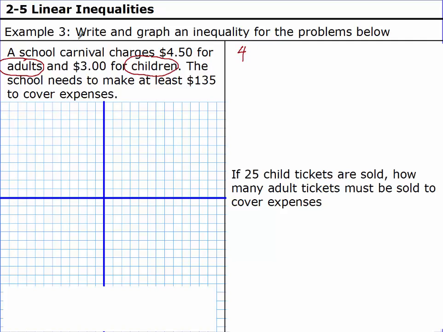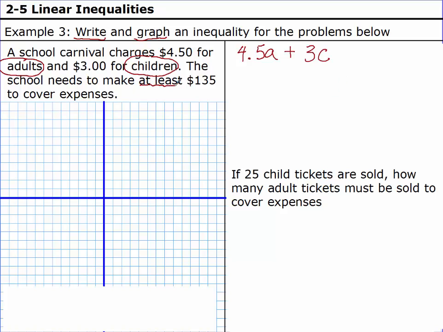So the equation, notice up here it says write and graph. We can't graph until we have an equation to graph from. So I'm going to write the equation first. 4.5 times the number of adults that come, plus $3 times the number of children that come.